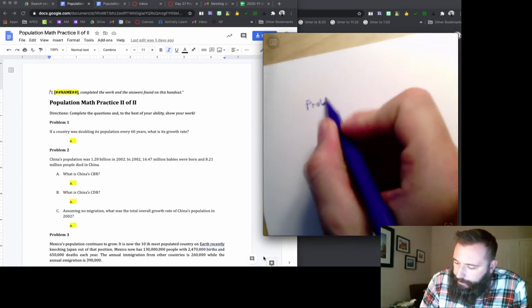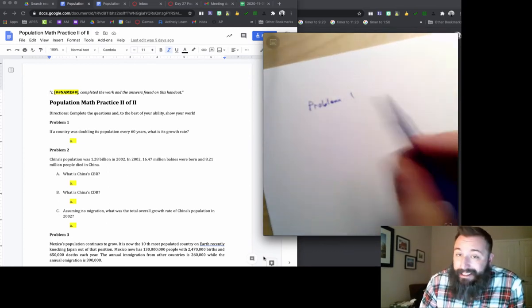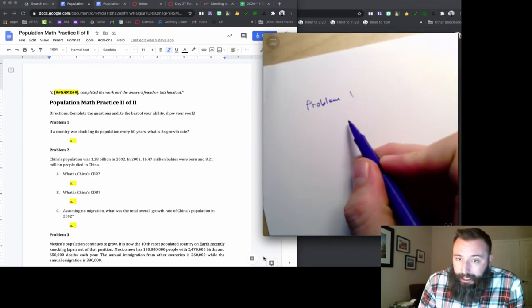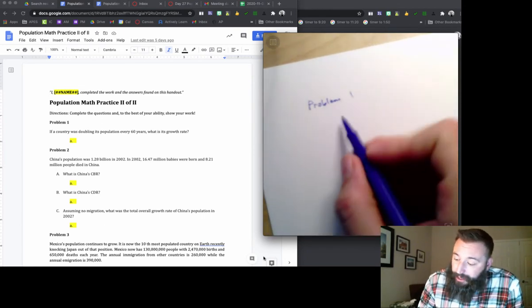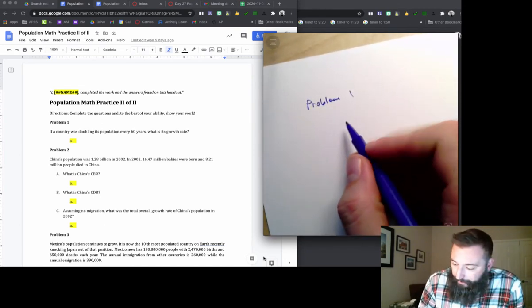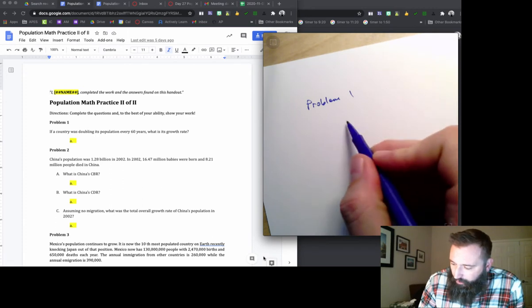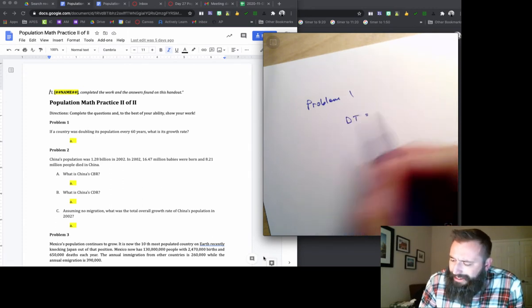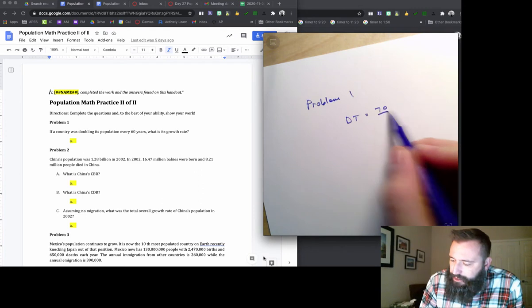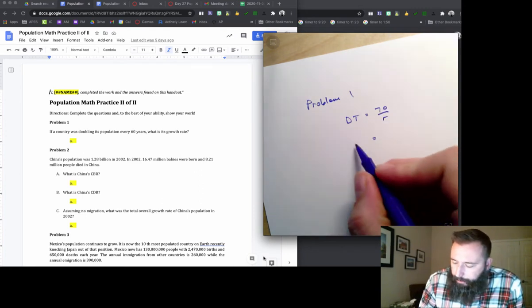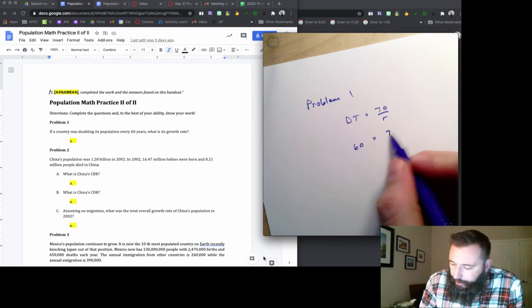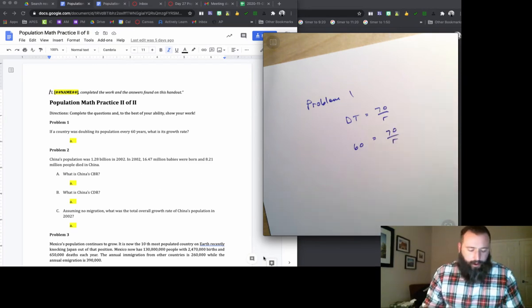Let me just label this problem 1. This is a doubling time question, but in this case, we know what the doubling time is, 60 years. And so we kind of have to reverse engineer and go back and figure out what the growth rate is, right? Solve for R. So recall that doubling time is equal to 70 divided by the growth rate. In this case, the doubling time, 60 years, is equal to 70 over R.